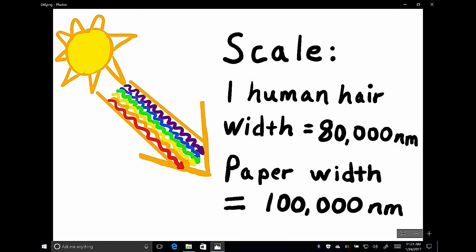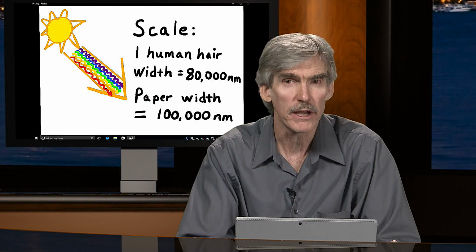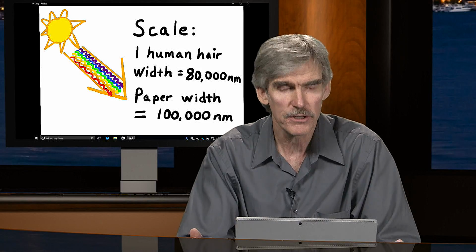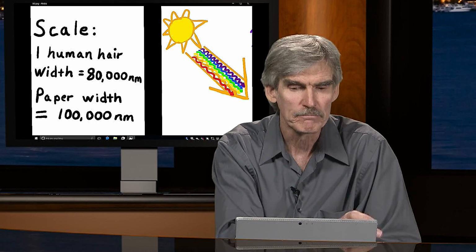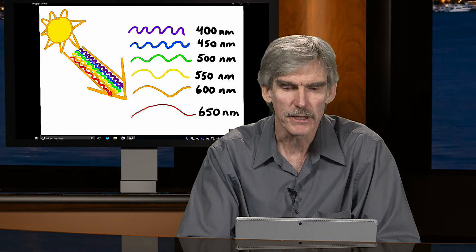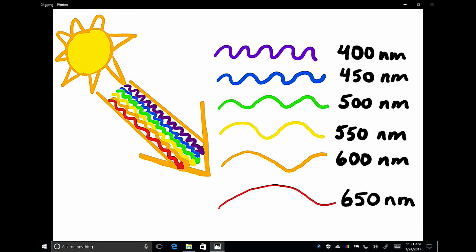So for the scale of nanometers, one human hair's width would be about 80,000 nanometers. And with paper, the average thickness of one piece of paper is about 100,000 nanometers. So this again gives you an idea of how small the measurement is that we're talking about. If we go back to the listing of the various spectrum, we see that 400 to about 700 nanometers is the visible spectrum of light.